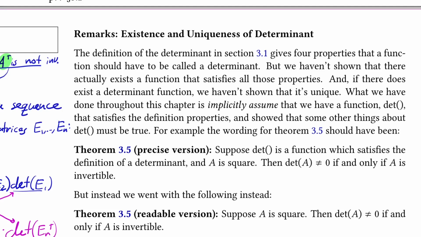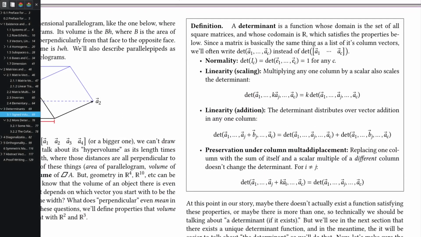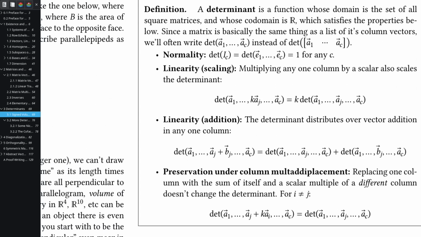So, what we've done throughout this chapter is sort of implicitly assume that we have a function that we just call det that satisfies the defining properties of the determinant. We have not actually found a formula for such a function. We're just saying, like, signed volume should probably work this way. So these should describe properties of a function that calculates volume.